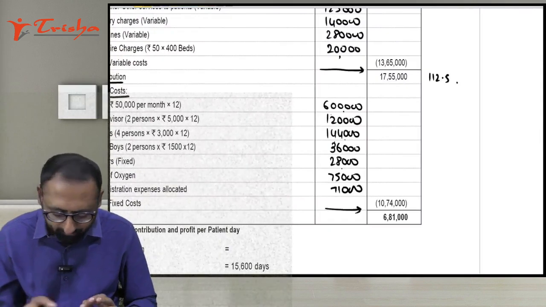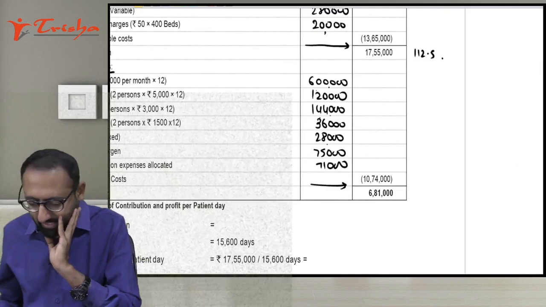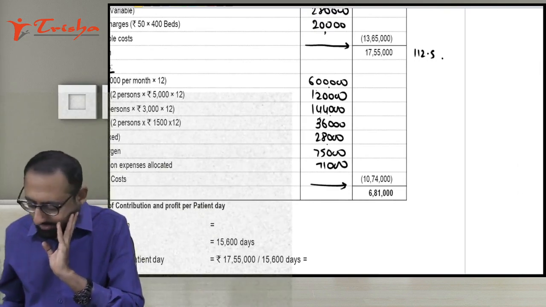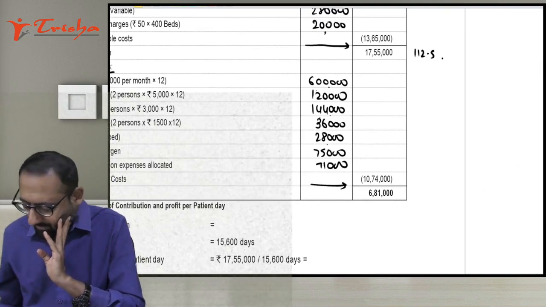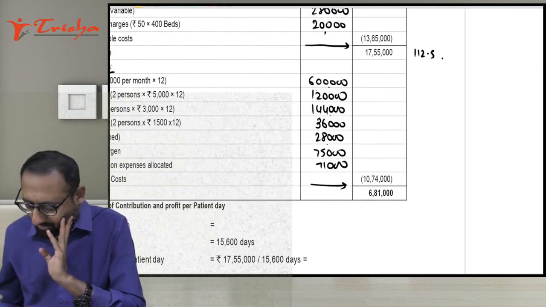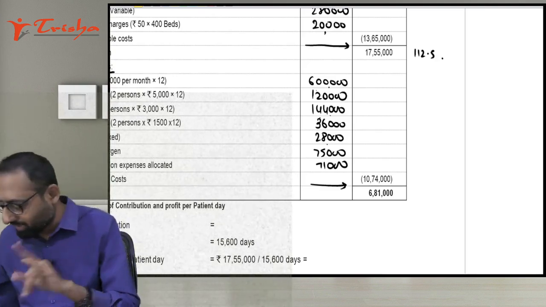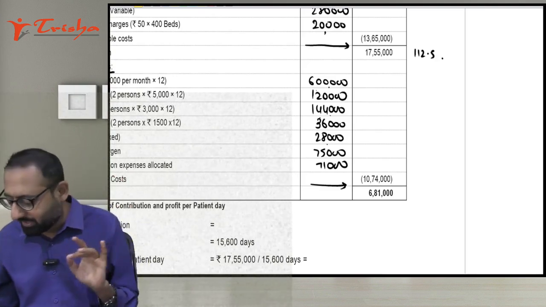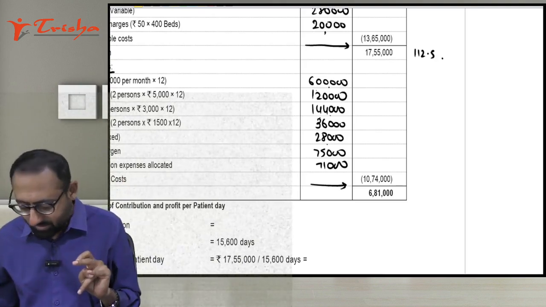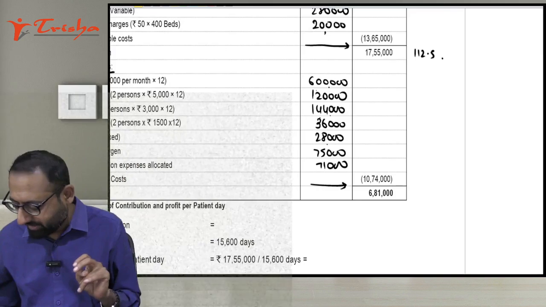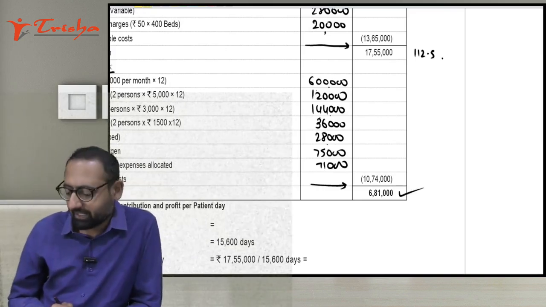So total of the fixed cost. Let's check that: 6 lakhs plus 1,20,000 plus 1,44,000 plus 36,000 plus 28,000 plus 75,000 plus 71,000. Your total comes to 10,74,000. Correct. Total profit will be 17,55,000 if I deduct this, 6,81,000 is your profit. Your answer is correct. 6,81,000 is your profit.